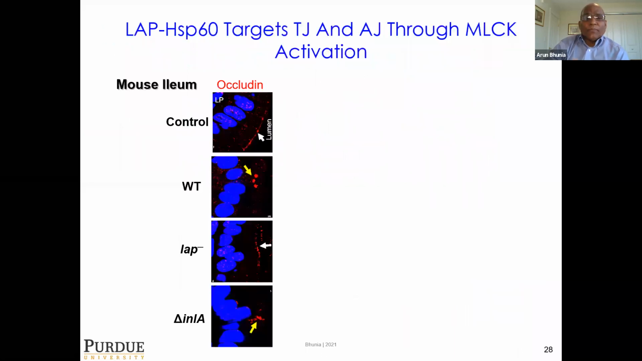And so we looked at the protein level. So first we looked at the occludin. You can see in the control, you can see the levels of occludin. Wild type, this appears to be disappearing. Okay, these proteins are being pulled away from the membrane. Lab mutant, you can still see. Internalin A mutant behaves like a wild type.